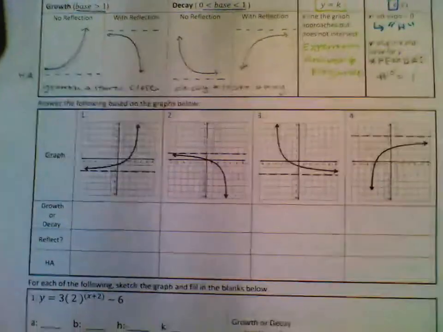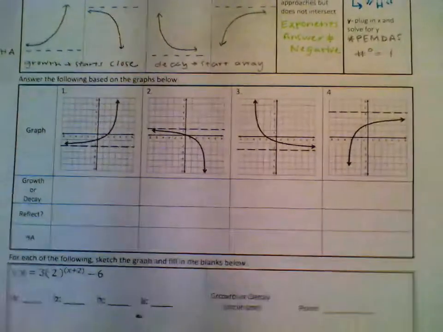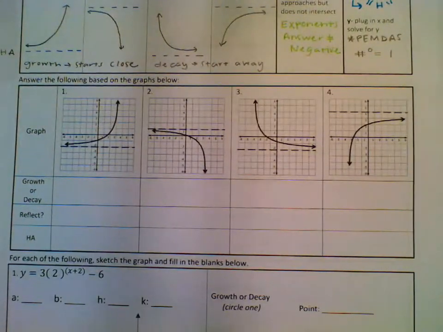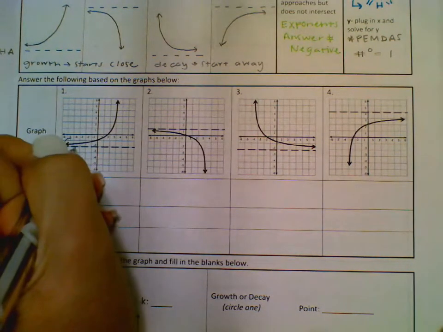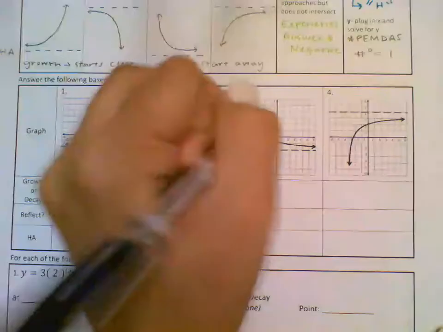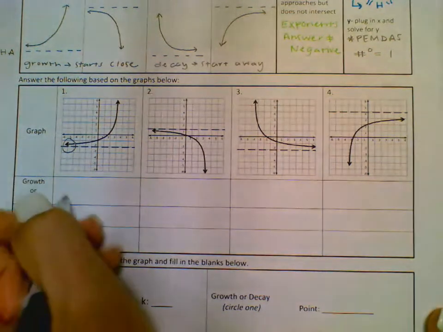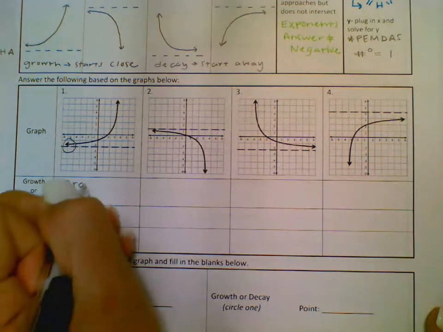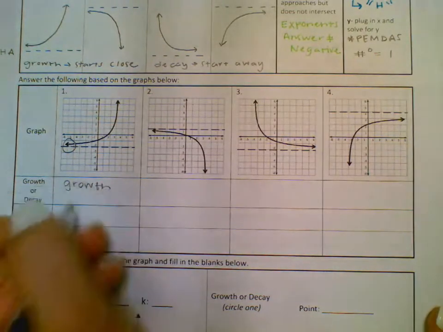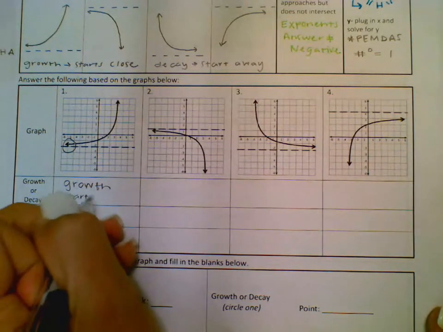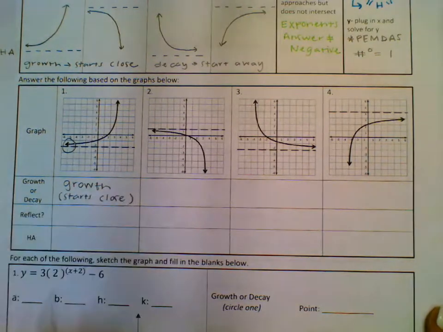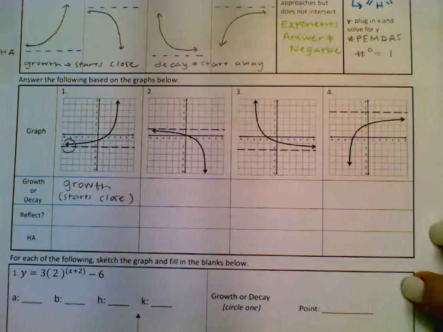All right, so the next section, we're going to be looking at a picture of the graph, and you guys are going to be filling out some information based on the pictures that you see. So the first question is it growth or is it decay? And that is going to be based off of whether it starts close to the asymptote on the left side or whether it starts far away from the asymptote on the left side. So this graph right here is starting close, so that would be growth. So that's growth because it starts close to the asymptote on the left side. On the left side, it's starting close and it's getting further away.